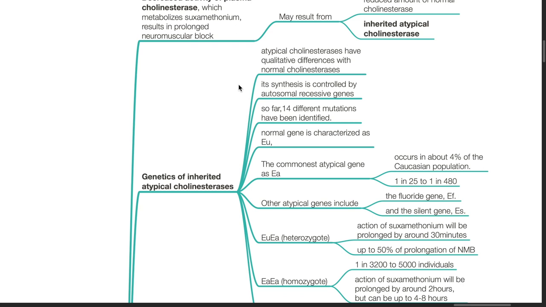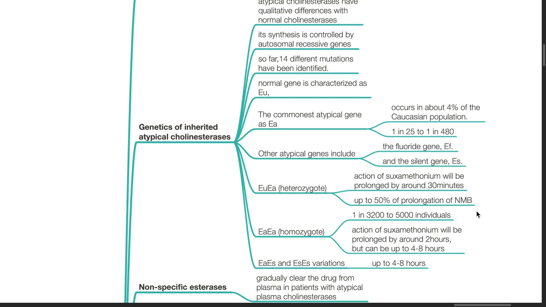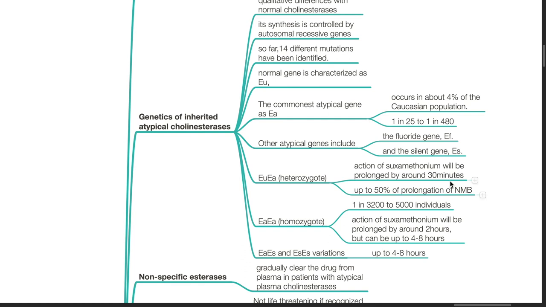The normal gene is characterized by EU. The commonest atypical gene is EA and occurs in about 4% of the Caucasian population. Other atypical genes include the fluoride gene EF and the silent gene ES. In a heterozygote, EUEA, the action of succinylcholine will be prolonged by about 30 minutes, which equates to up to 50% prolongation of neuromuscular block.